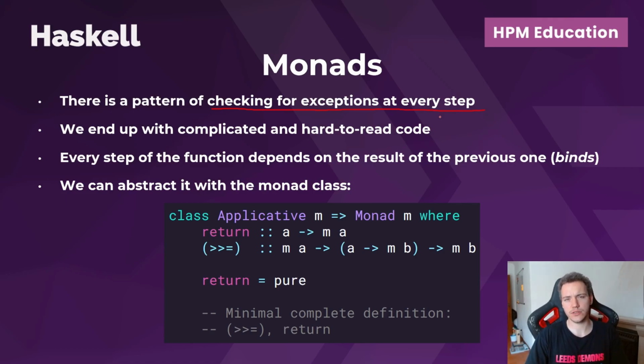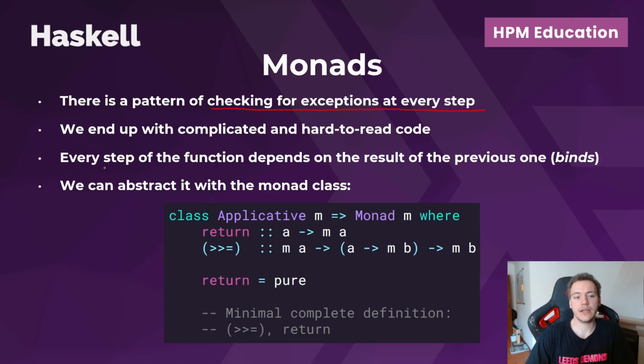Is it a nothing or is it a just? And then we have to explicitly define those checks every time. And so we end up with complicated and hard to read code. We end up with three nested case of statements. It doesn't look very good. It's very long for the simple thing it does.